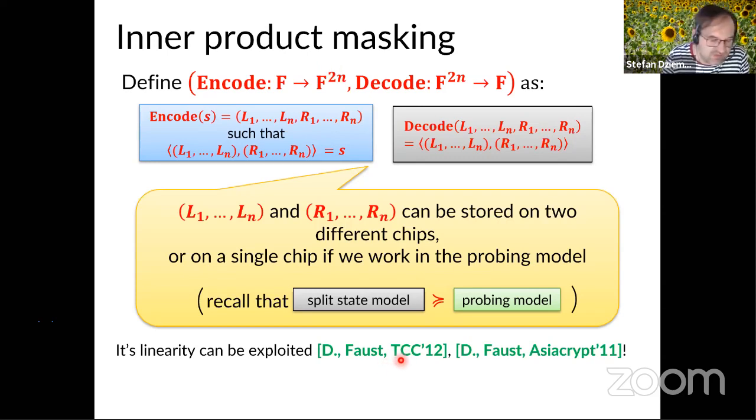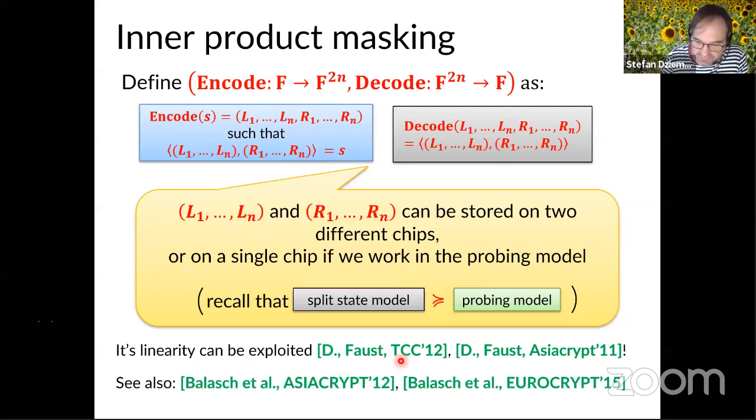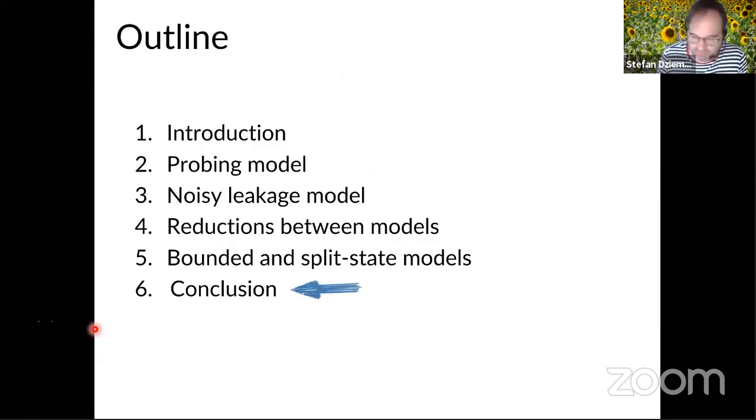And this can be exploited to build some new things, like construct more complicated constructions, not only storing values, but also computing on them. There were also some papers by more practice-oriented people who are studying this technique. Okay, so this is called inner product masking. Okay, so that was more or less everything I wanted to tell you about research.